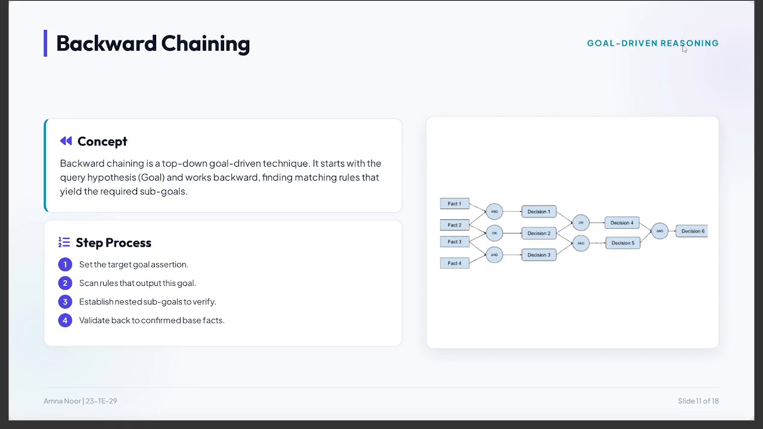conclusion. Then we have backward chaining, which is basically a goal driven method. It starts with a goal and works backward to check which facts can support that goal. It is commonly used in expert systems for diagnosis and problem solving. And in the graph you can see a reverse flow chart starting from the goal and moving backward to facts.